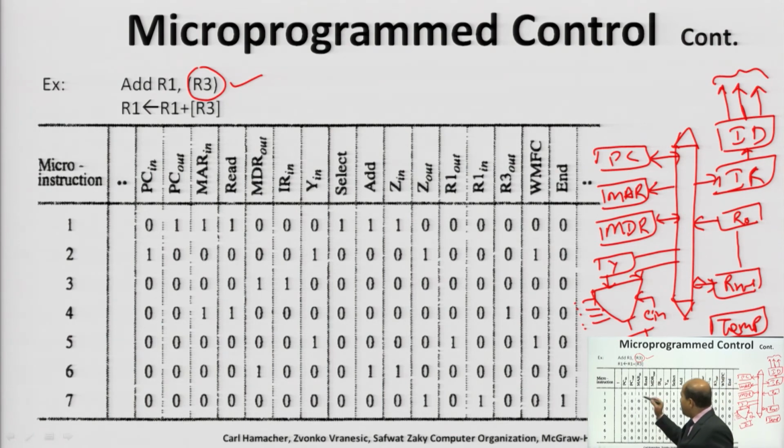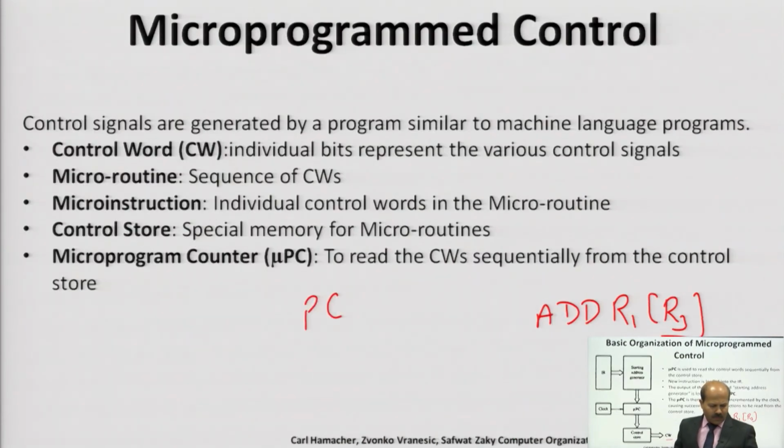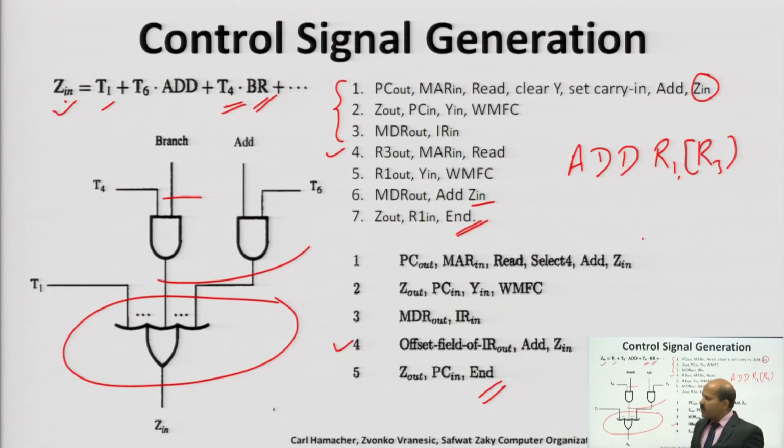So, in the same example you can see, here in the first step: PC out, MAR in, read, clear Y, set carry in, add and Z in. These components are to be in function, so they will have commands; they are instructed by the control unit. So, control signals for these components are to be issued.